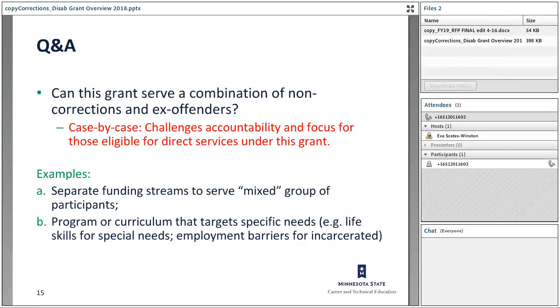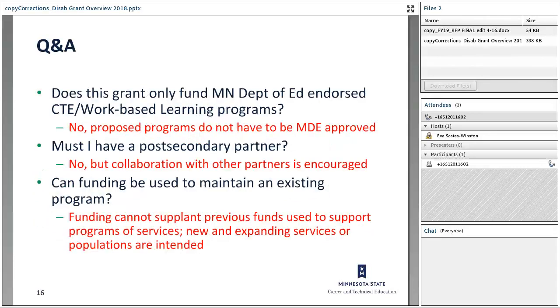Are there particular programs or services that are unique to their needs, such as employment barriers or other life skills, compared with the general population who may go through certain pre-employment trainings and services that you already provide? What's going to distinguish one group from the other, so that there's a separation of funds, there's no supplanting, and there's no double dipping on those funds?